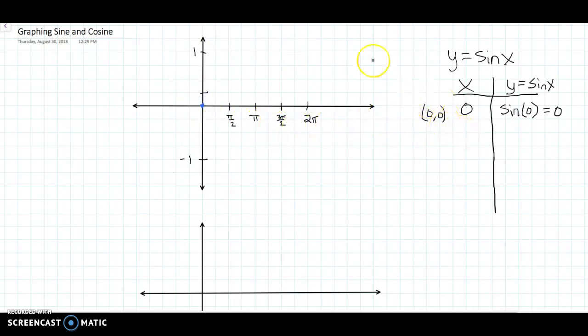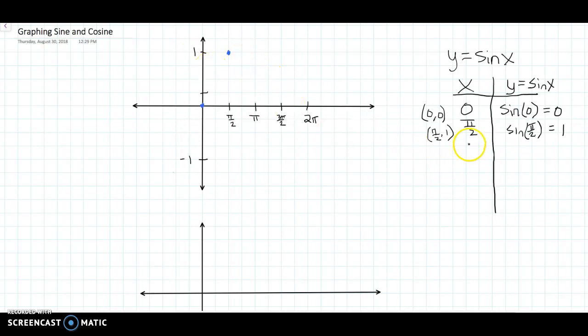The next mark I want to do is at pi over 2. The x-axis mark is my guideline for what I want for my input. So sine of pi over 2, and if you'll remember, pi over 2 is 90 degrees, that equals 1. So now what you're graphing is at pi over 2, you'll go up 1. All right, so I'll do that now. I'll go up here and make a point right here. And I keep doing this.